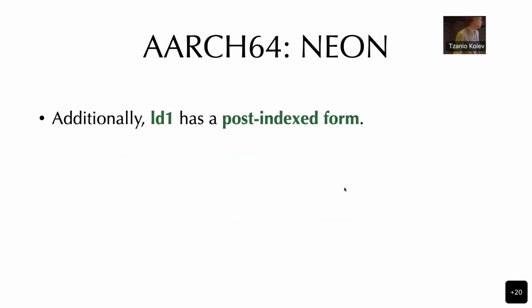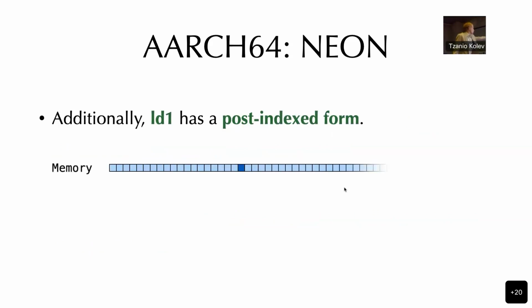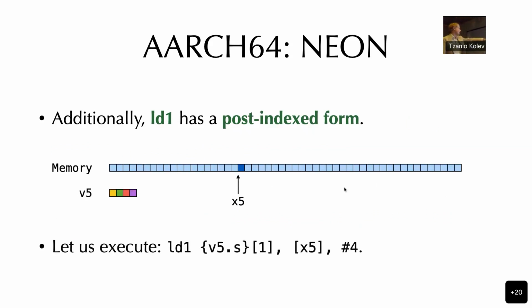Secondly, ARM has support for something called post-indexed forms. And this is best described with an example. We have an array in memory, and we have a pointer in a general purpose register X5 to an address in memory. I then have a vector register V5, we're looking at single precision, it's got 4 numbers in it. And we're going to execute this instruction, LD1 V5S1 X5 4. It reads like a bit of a mess, but it'll make sense in a second.